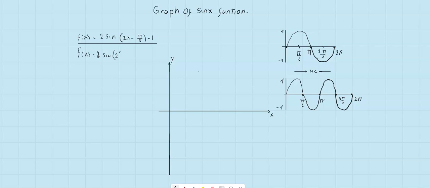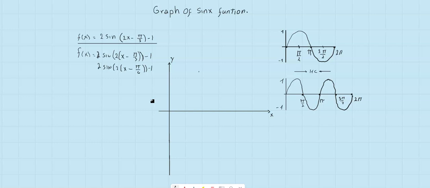f of x equals 2 sine of (2x minus pi over 3) minus 1. What we're going to do is take this 2 and multiply it by pi over 3 by the reciprocal of 2. If I do that, I'll get 2 sine of (2x minus pi over 6) minus 1. The reciprocal of 2 will be pi over 6.